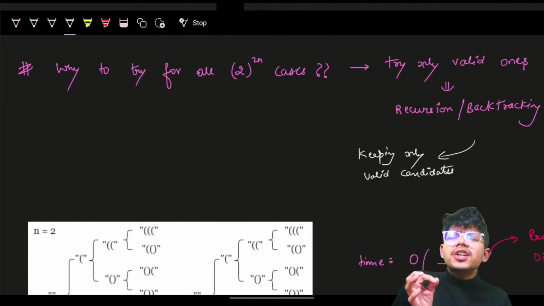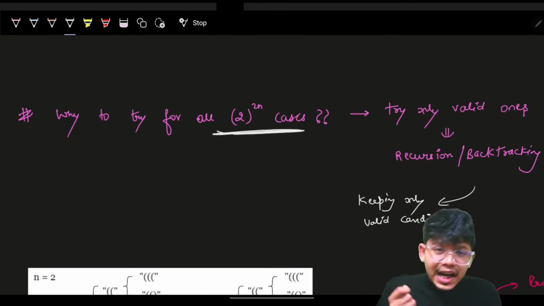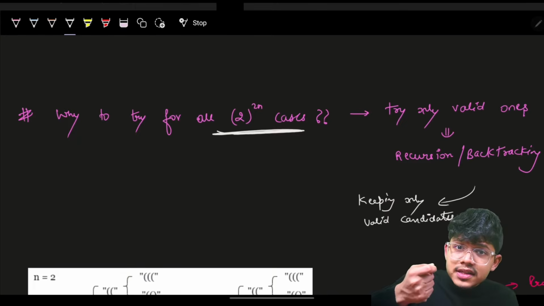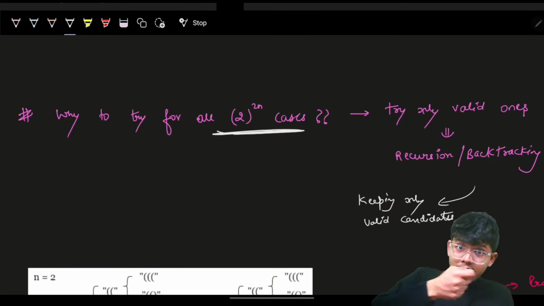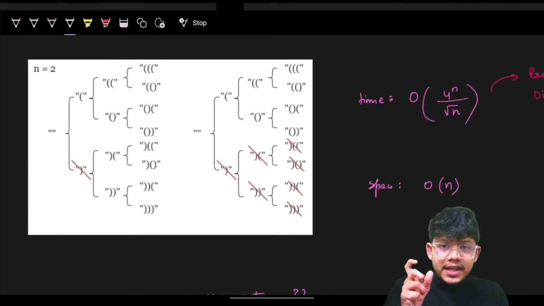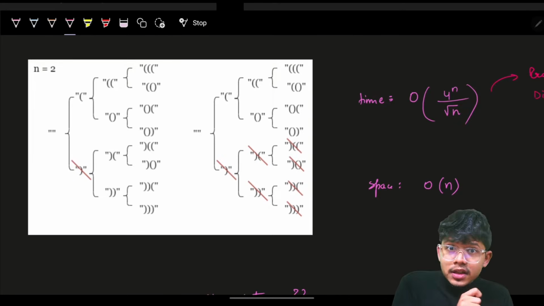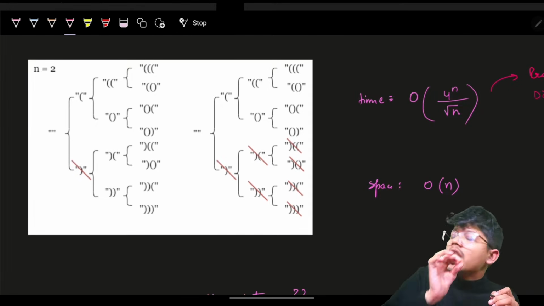Why even generate all the possible parentheses? Why are we generating all of them and then making a check on whether each is correct or not? Why not, in the first place, generate only the correct parentheses? That will reduce our time a lot.